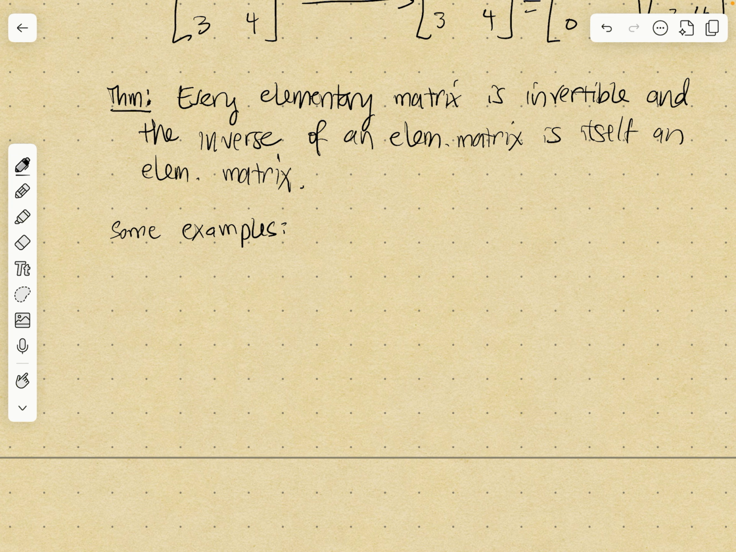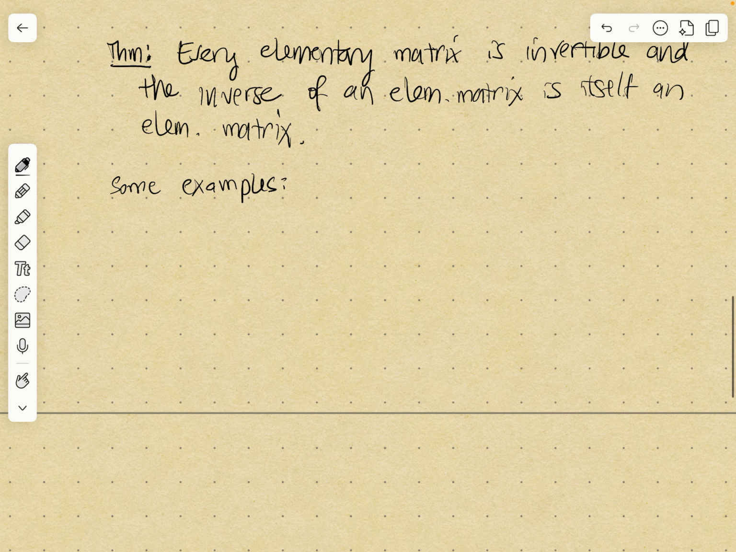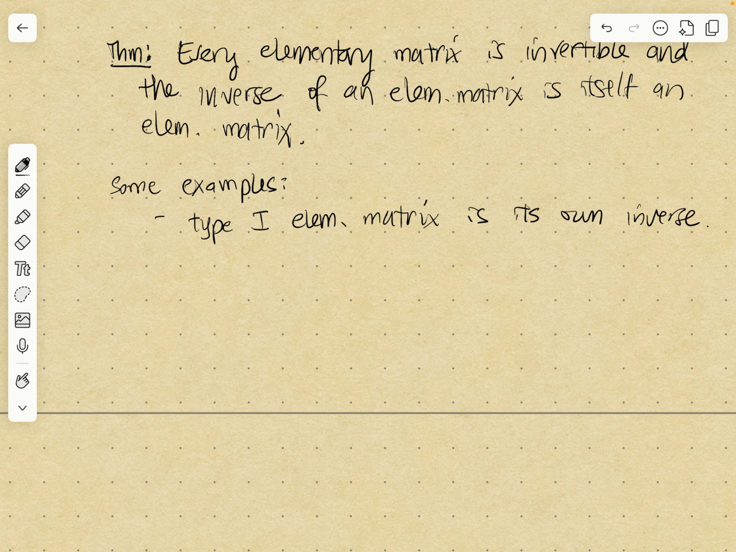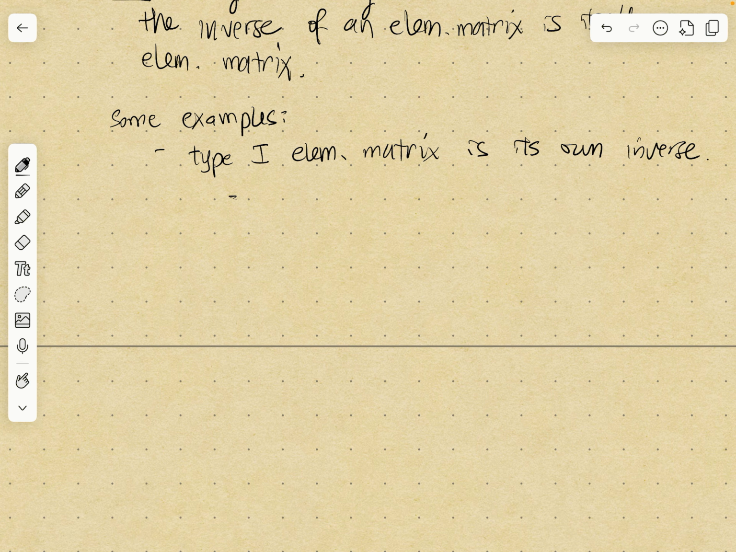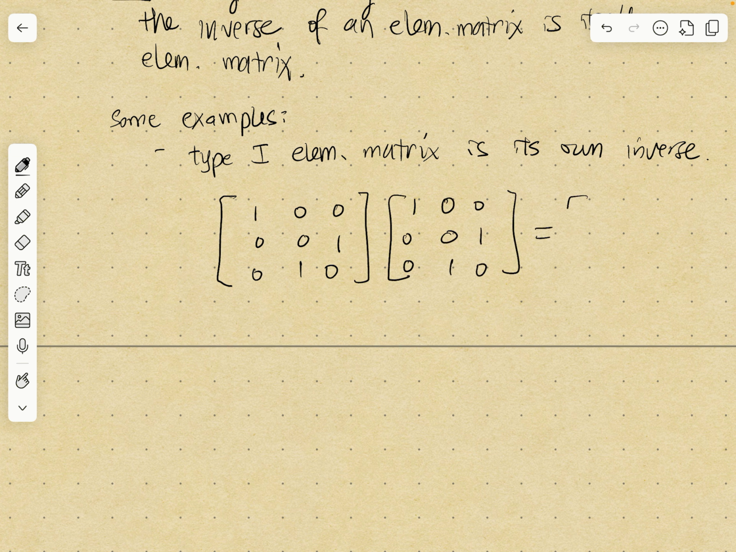Let's do an example for each of the 3 different types of elementary row operations. So for instance, let's say that you have a type 1 elementary matrix. So it's a matrix that you get by swapping 2 rows of the identity matrix. It turns out that this matrix is its own inverse. If you multiply it by itself, you get the identity matrix. So for instance, if you take the 3 by 3 matrix that we saw by swapping rows 2 and 3, you're going to get this. If you multiply this matrix by itself, you are in fact going to get the identity.